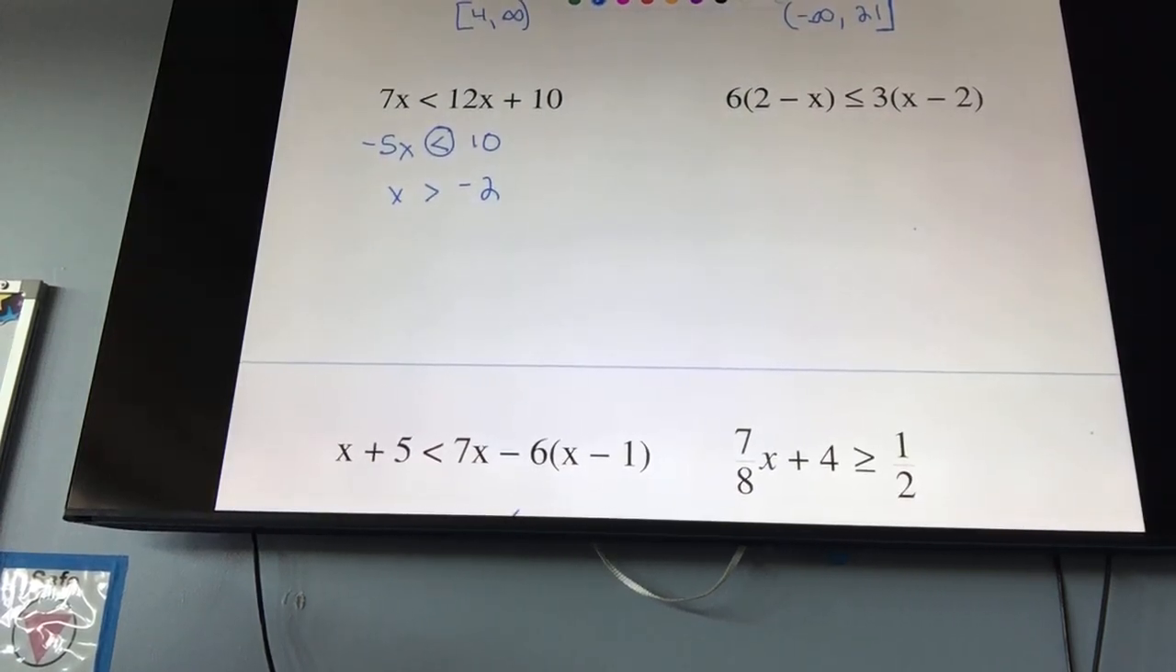Greater than negative 2, greater than means I'm going to be going to positive infinity, and I'm going to start at negative 2. Negative 2 is not included, so parentheses. And again, infinities always have parentheses, never brackets.